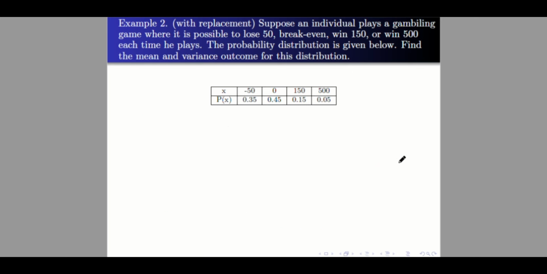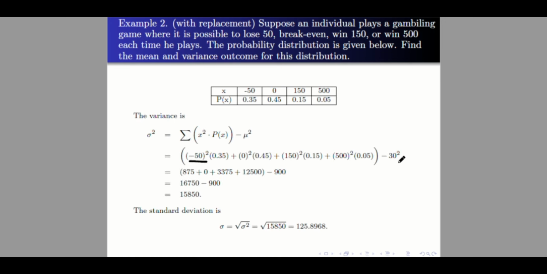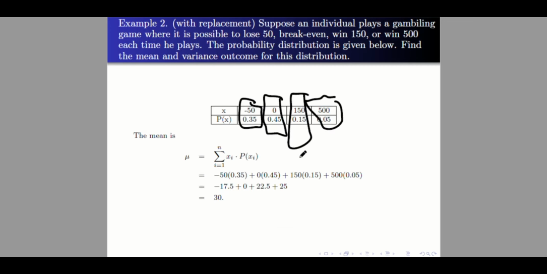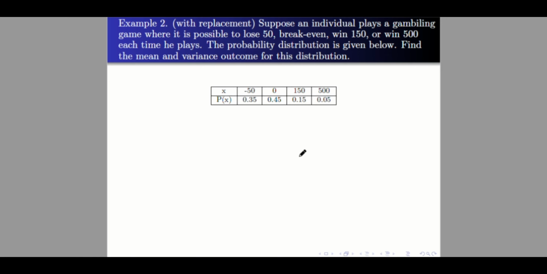Minus, again, the mean is 30. So 30 square. So using your calculator, the variance is 15,850. And if we take the square root, we have this. So the values of these two, variance and standard deviation, are very high. If you notice, they are really far from each other. Unlike for this one, they are really near to each other. That is why the variance and standard deviations are small, unlike this one. Okay?